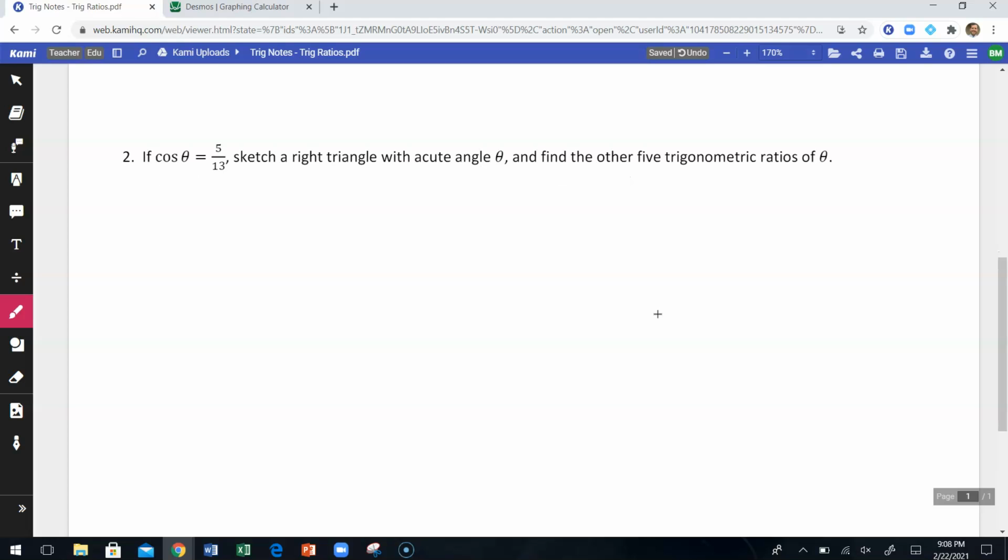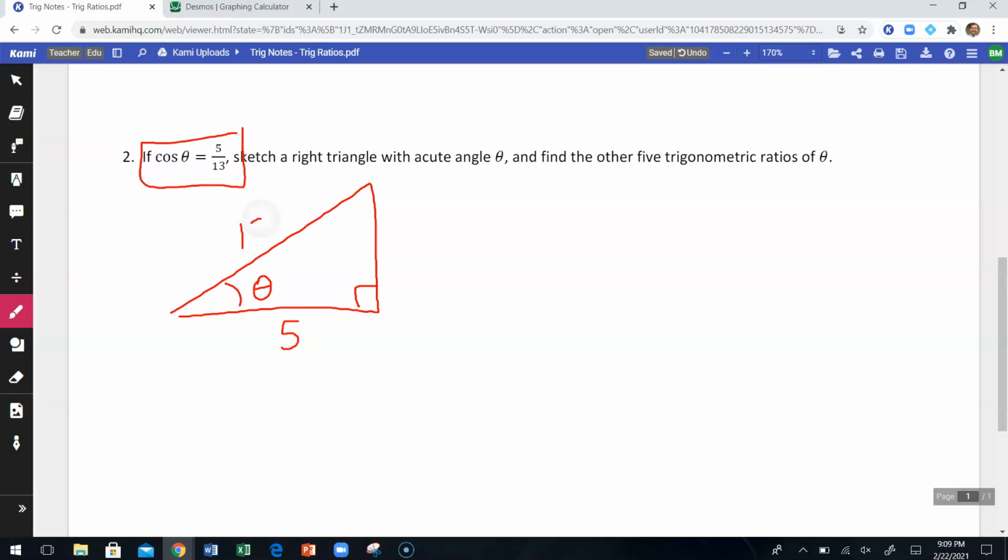Number 2, if the cosine of the angle theta is 5/13, sketch a right triangle with that angle, and then find the other 5 trig ratios. So I'm going to draw a right triangle, not to scale here. I'm going to put my angle theta in one of the acute angles. It really doesn't matter which one when you make your sketch. The cosine of the angle theta is 5/13, which means the adjacent side is 5 and the hypotenuse is 13.